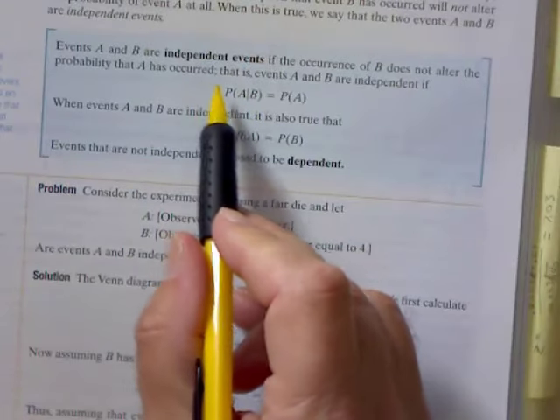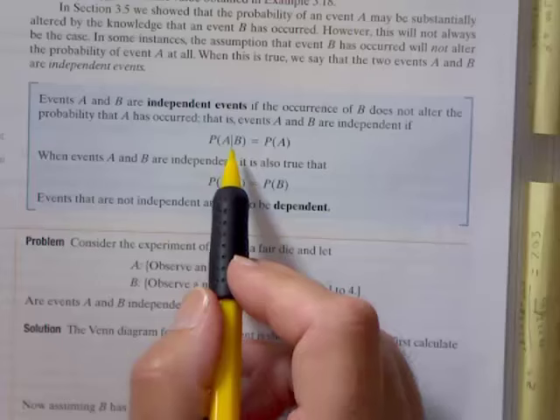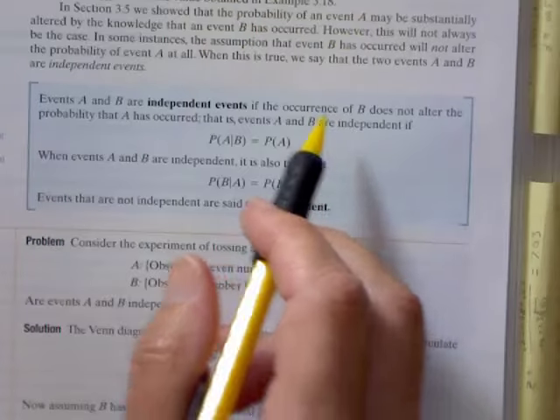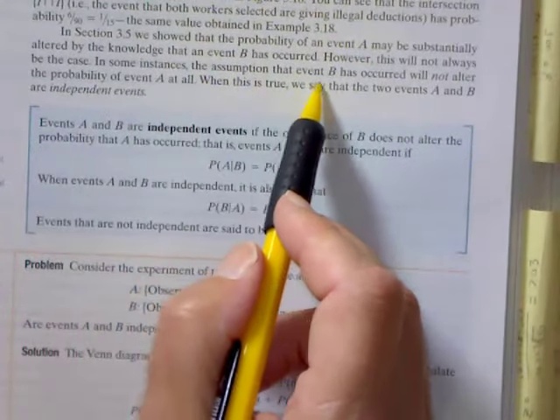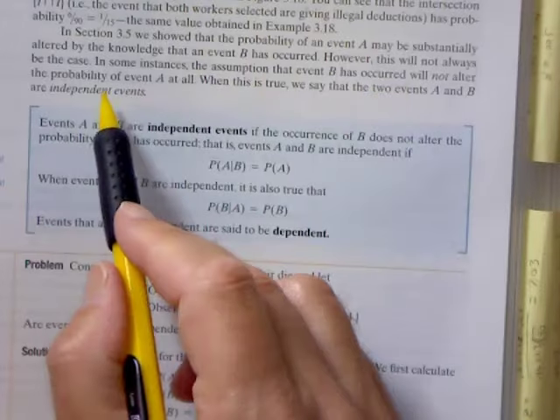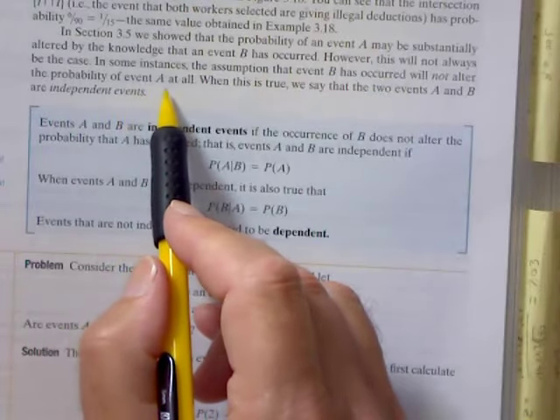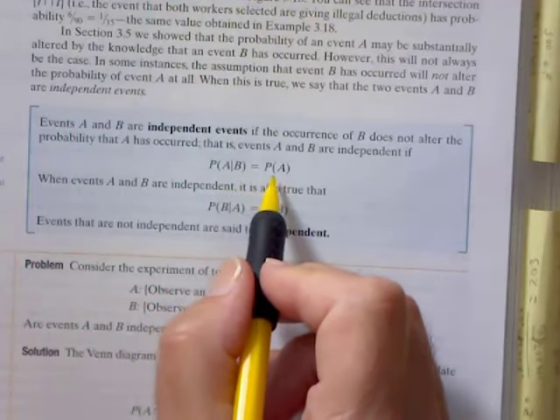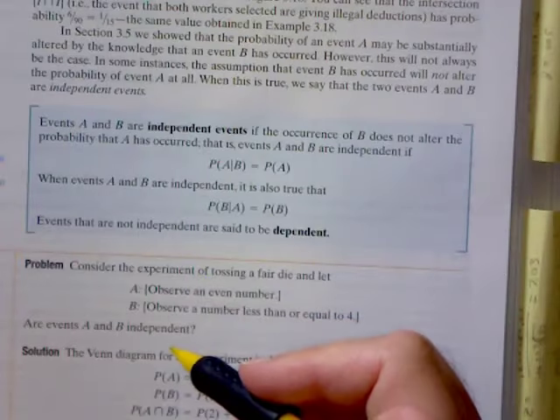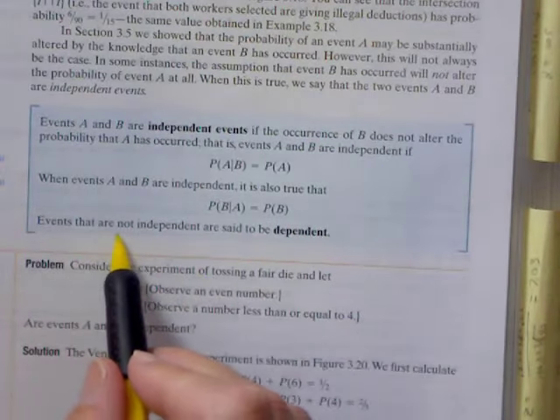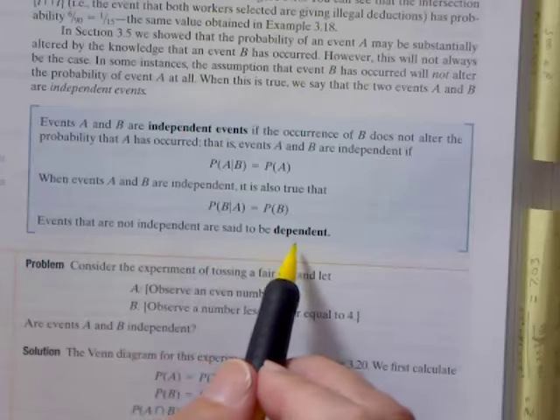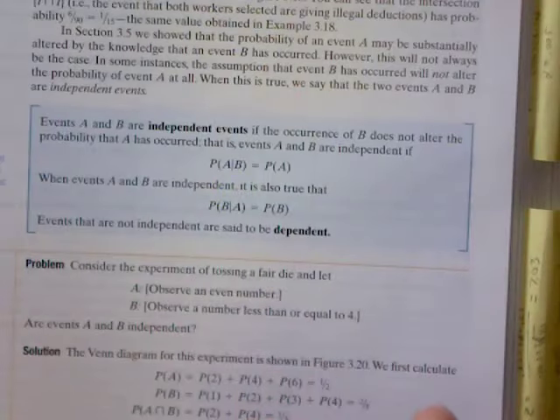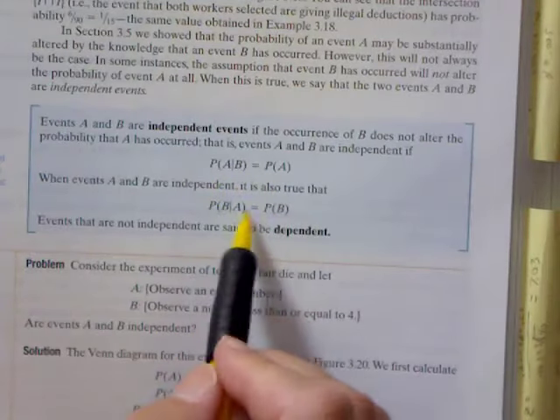An independent event is when the probability of something occurring doesn't affect this other probability. So the book states that event B has occurred will not alter the probability of event A at all. And you can test this with this little equation. If the probability of A given B is the same as the probability of A, then they're independent events. And if they're not independent, then they are dependent. So the probability of A is dependent upon whether B has occurred. But this is the test for independence.